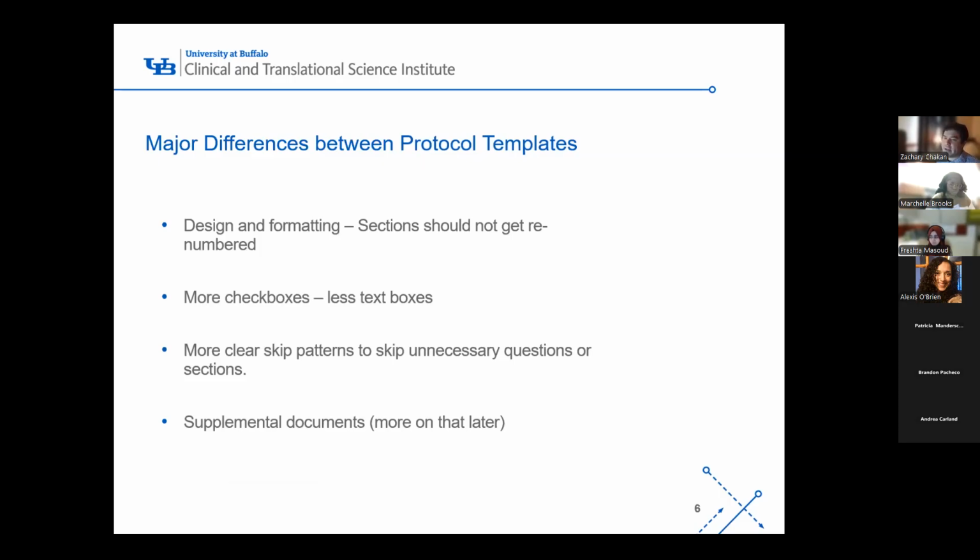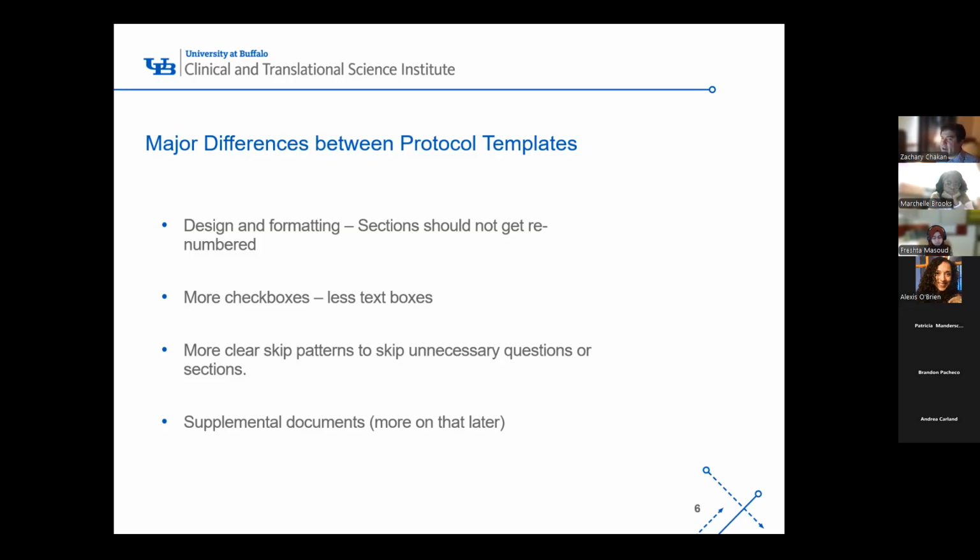So a couple of the major differences between the protocol templates. The first one, if you've filled any of them out yet, should be pretty obvious. The design and formatting is vastly different. And as I already mentioned, we're hoping to eliminate the sections getting accidentally renumbered, so that maybe with one study the section is number 7 and somebody else's is 6. We want to try to avoid that wherever we can, and we hope that the new version will fix that.